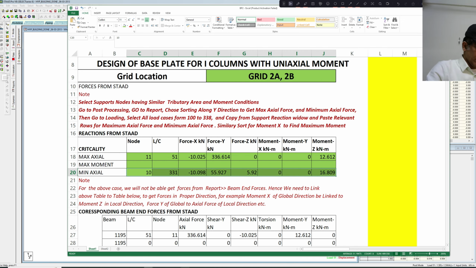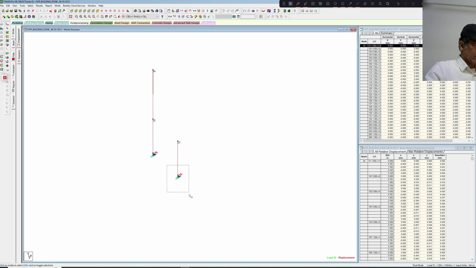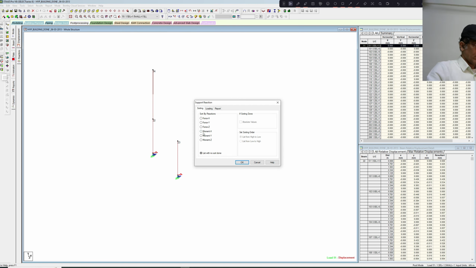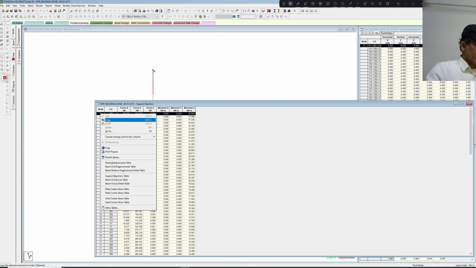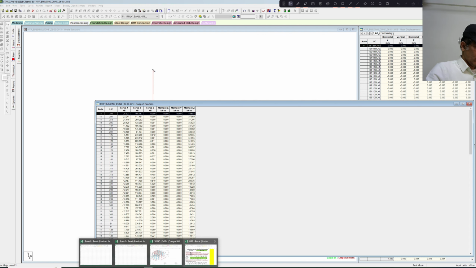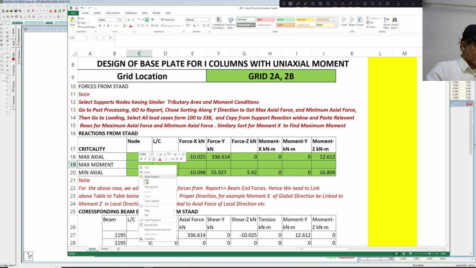Okay, then let us take the maximum movement. Select those nodes, report, support reaction, movement Z, it is our Z axis, loading. 40 kNm is the maximum movement, and let us go 29 minus 29, so 40 is the governing. So let us copy it, go to the Excel file, paste it here.